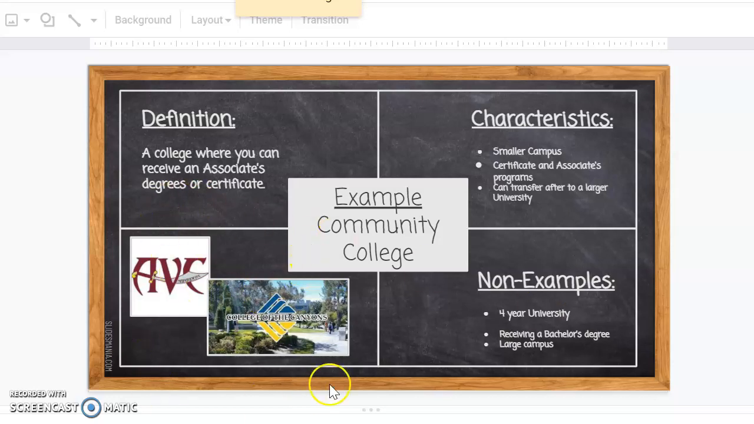And then in my examples corner, I actually put pictures or images of 2 different community colleges. So we have AVC, Antelope Valley College, and I also did College of the Canyons, which is located in Santa Clarita. So essentially, you are going to be having this same Frayer model, and you will be completing all 4 of our squares based on the college that you chose for the center.